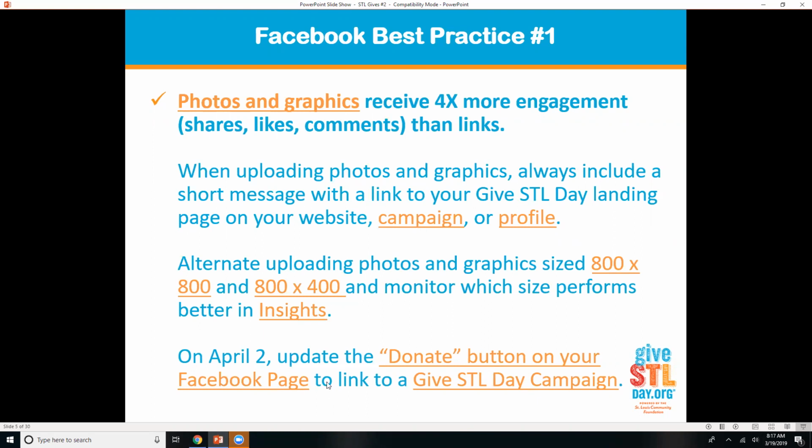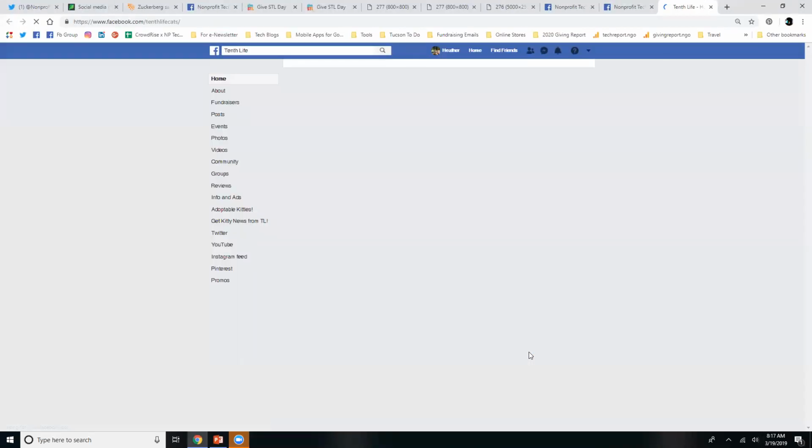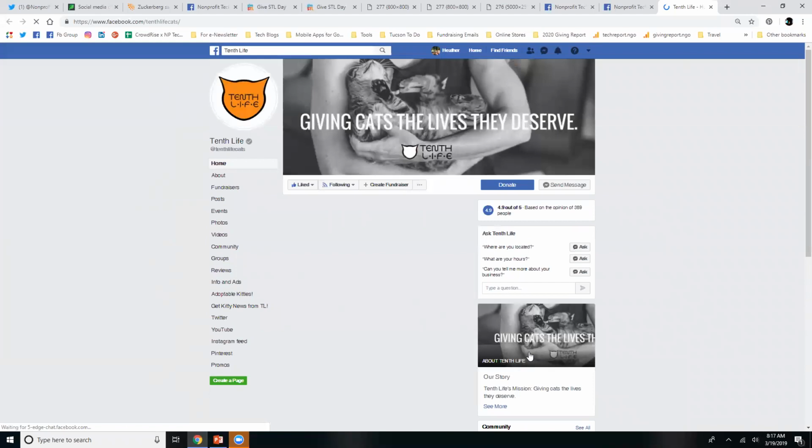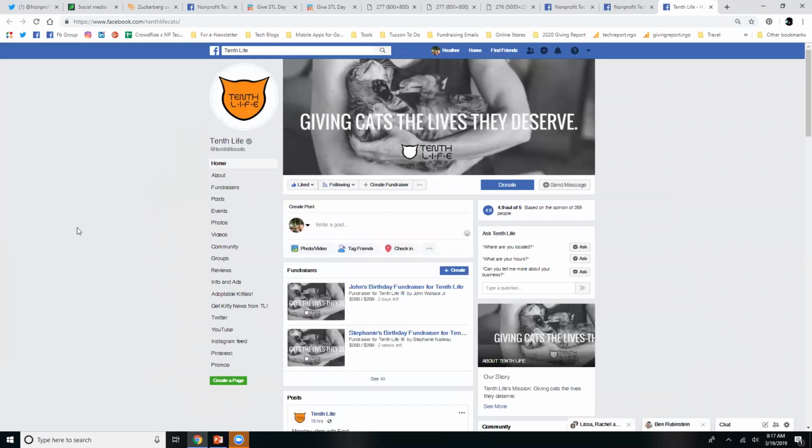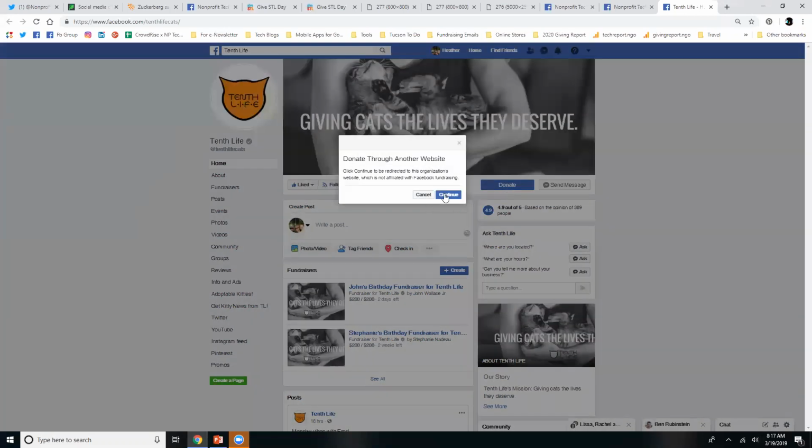On April 2nd, when the schedule your donation buttons go live, now you don't have to do this on April 2nd. I would definitely suggest that you do it on Give STL Day or at least 3 days before Give STL Day. But notice on 10th Life Cats, used to go over there, it's a very cute, fun little place. They have a donate button, right? And it goes directly to their donate page.